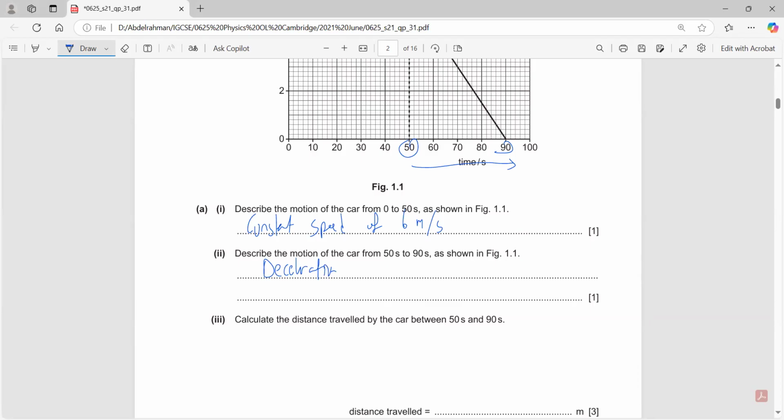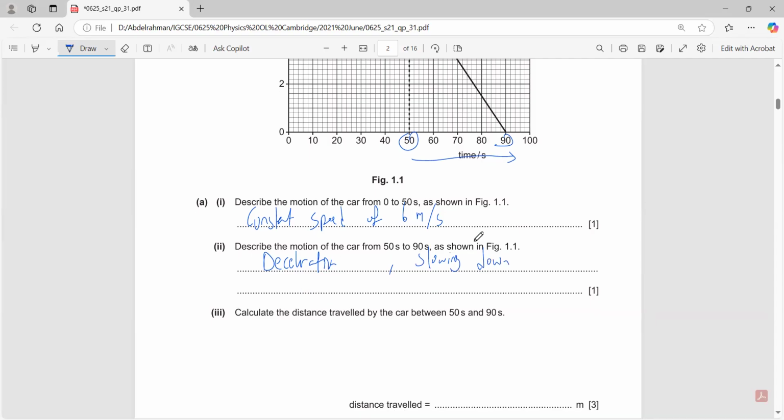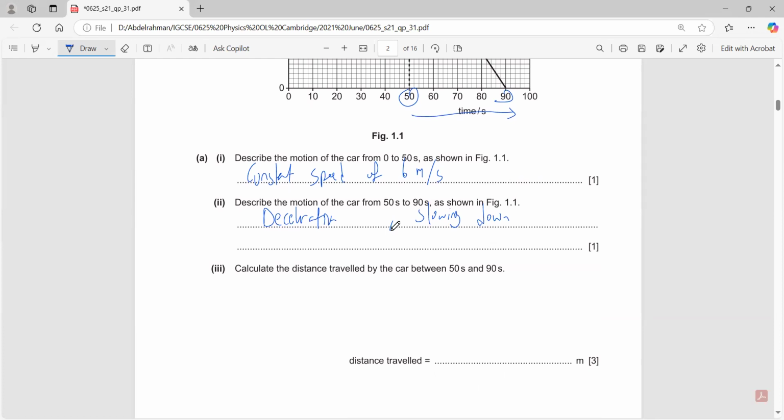Can I say deceleration? Do I have to say constant deceleration? No, you don't have to say constant deceleration. Can I say slowing down? Yes, I can say slowing down. Okay, speed decreases, whatever.